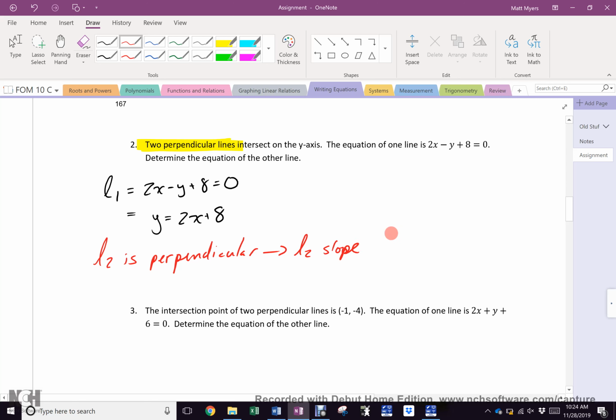Line 2 slope, then, is negative 1/2. They intersect on the y-axis, so what does that mean? They share a y-intercept. Y-intercept is 8, so line 2 is y equals negative 1/2 x plus 8. That exact question was in your notes on a review for the last unit. That exact question.